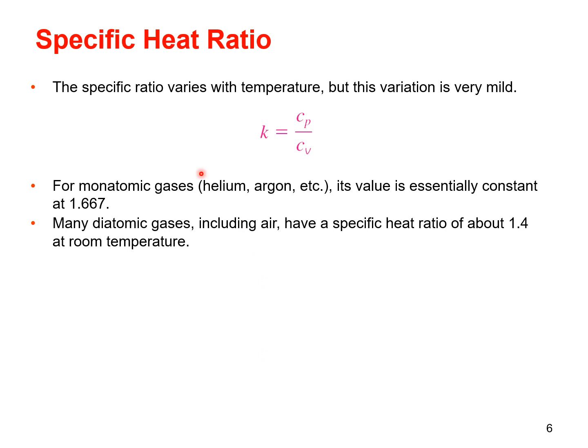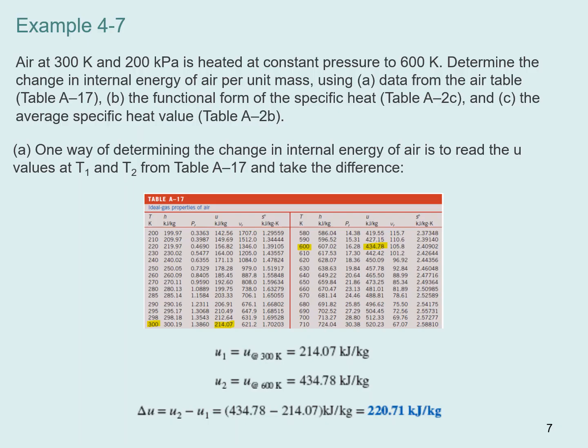The specific heat ratio varies with temperature, but its variation is rather mild. So we define this as the constant K. K is equal to CP over CV. For monatomic gases like helium, argon, etc., its value is about 1.667. And for many diatomic gases like hydrogen, oxygen, and air, this K value is 1.4 at room temperature.